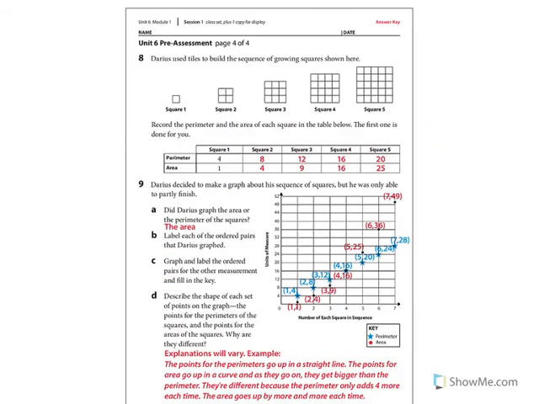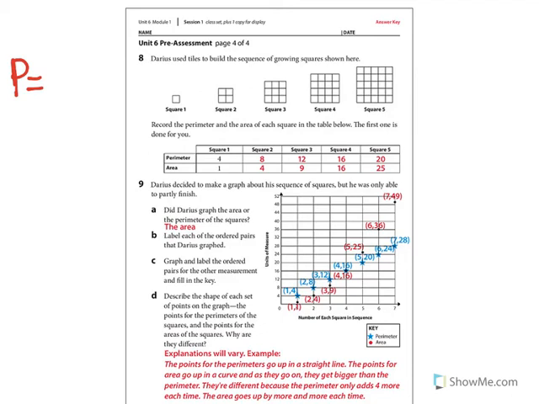Last page. Number 8, Darius used tiles to build the sequence of growing squares shown here. Record the perimeter and area of each of the squares in the table below. The first one is done for you. So now I'm thinking, okay, what is perimeter? Perimeter is my distance around the outside, okay?